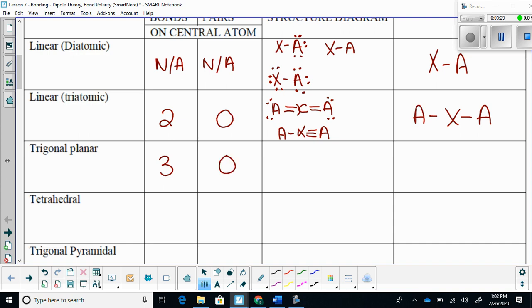I need you guys to understand that I am only focusing on the central atom when I am looking at bonds and number of lone pairs. These lone pairs here do not matter, okay? You only focus on the center. So we have our central atom, and we have bonded it, let's say, to three other atoms. This is simulating a compound such as BF3.